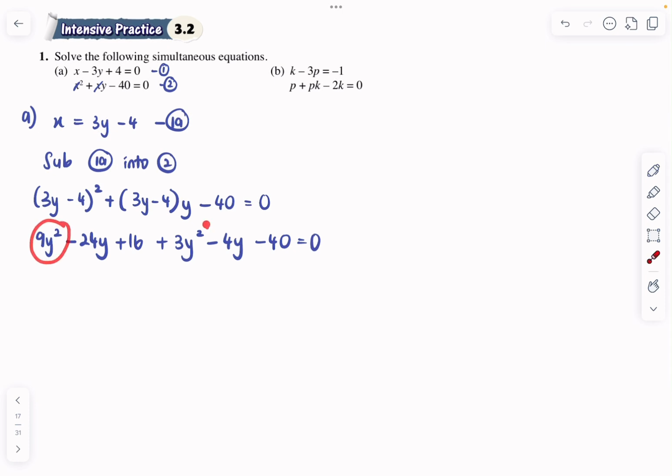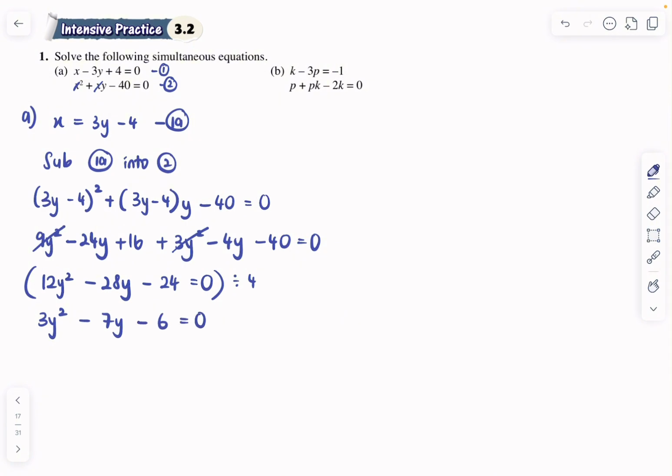So the y square and the y square we can add up. So this will give us 12y square. And then the y we can add up. So negative 24 minus 4y is negative 28y. 16 and negative 40 also we can add up. So we get negative 24 equals 0. So now we can factorize this, but before factorizing we try to simplify it. So all these can be divided by 4. So we get 3y square minus 7y minus 6 equals 0.